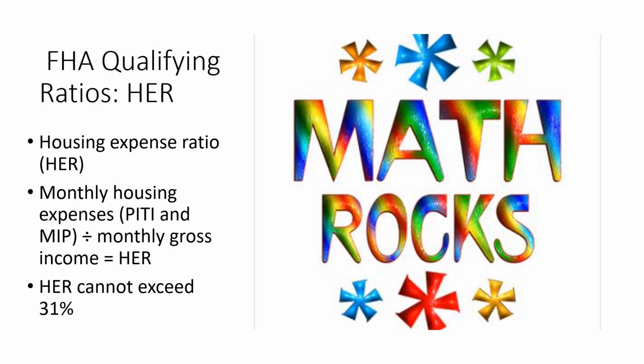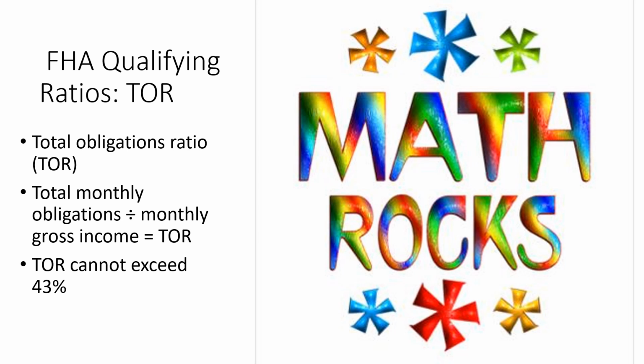Okay, qualifying ratios for FHA, they have a housing expense ratio. That is the monthly housing expenses. They consider it principal, interest, taxes, insurance, and mortgage insurance premium. They take all that, add it together, and divide it by the gross income. And the housing expense ratio cannot exceed 31% for FHA loans. FHA also has a qualifying total obligations ratio. It's determined the same way, and it cannot exceed 43%.